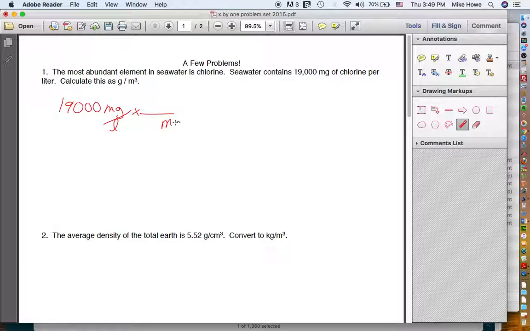You're going to put milligrams here. You're going to put grams here, so that way milligrams cancel. You know that grams are bigger than milligrams, so 1 gram is 1,000 milligrams. And then voila, you are finished with the first part.